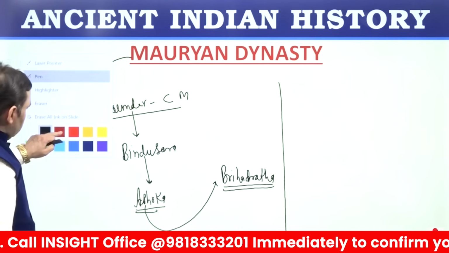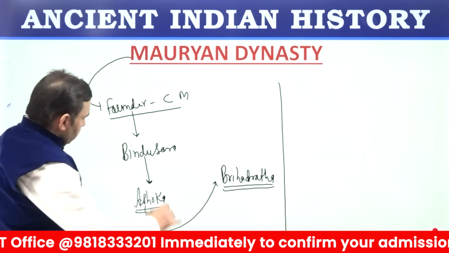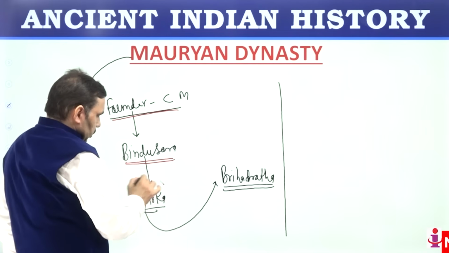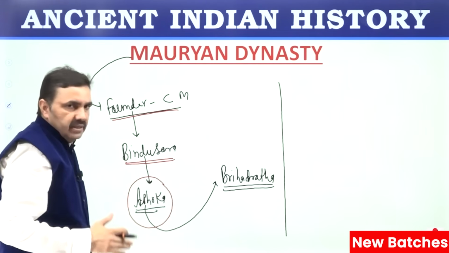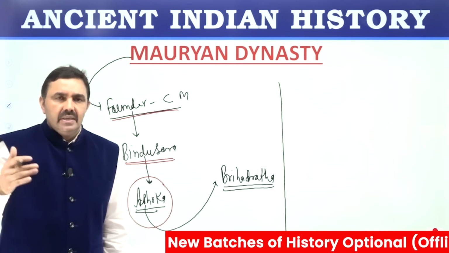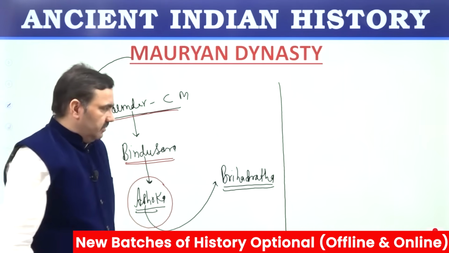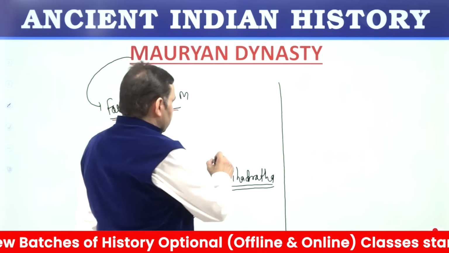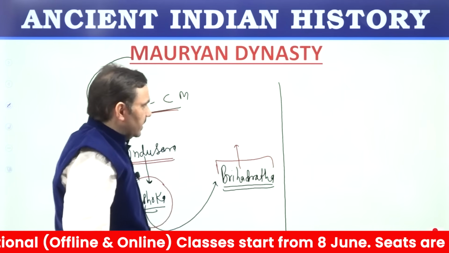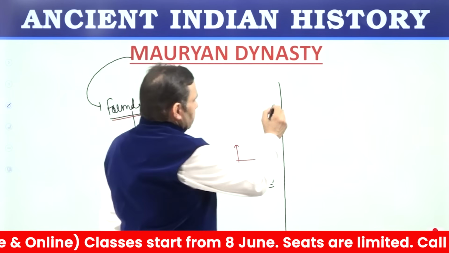Chandragupta Maurya was a great ruler. Bindusara was also very, very powerful. Ashoka is known for his policy of Dhamma, his liberal measures, his welfare policies, his concern for the upbringing of the people. And by the time Brihadratha was there, the Mauryan Empire was weak. So it had degenerated. It declined.